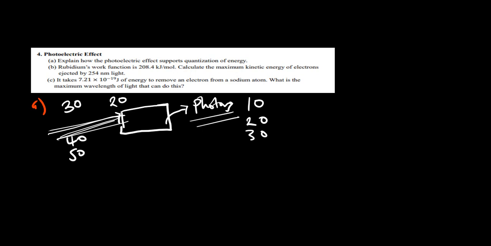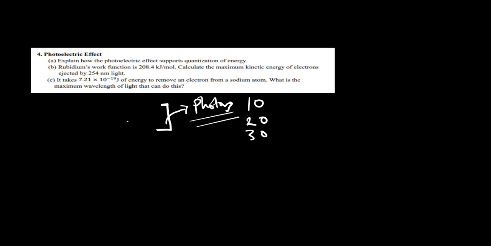Let's solve B. B is rubidium. The work function is that. Okay, that's the work function of rubidium. We are told to calculate the kinetic energy of electrons ejected by 254 nanometers of light. So how are we solving this one? Let's put what we have.